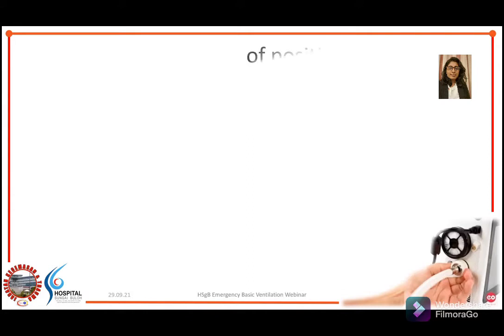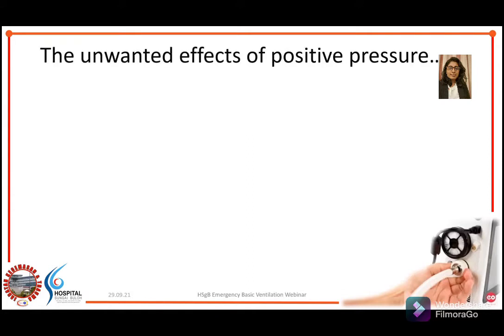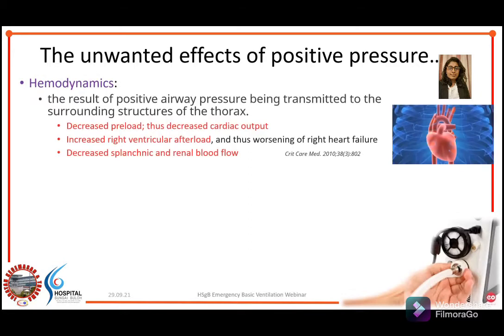Next, we move on to the physiological complication of positive ventilation. So what are the unwanted effects of positive pressure? Let's look at the hemodynamics. What happens to our body post-intubation, post-positive pressure ventilation? So this positive airway pressure will be transmitted to the surrounding structures of the thorax.